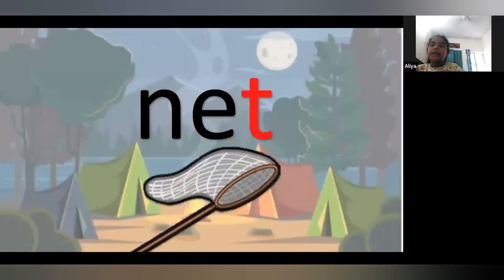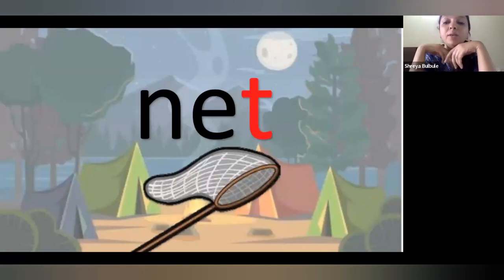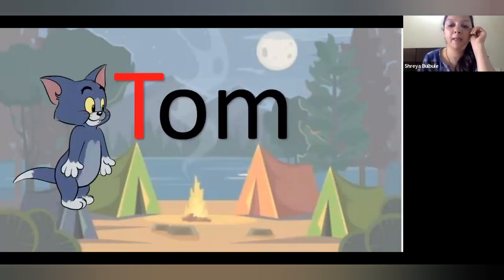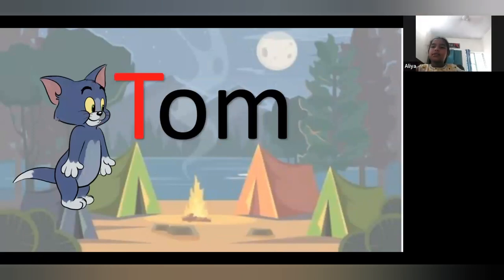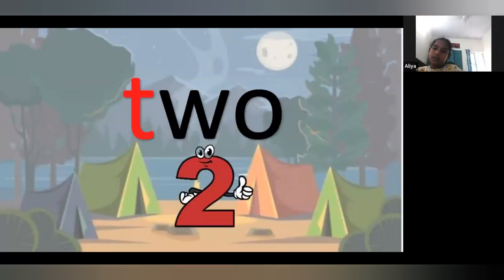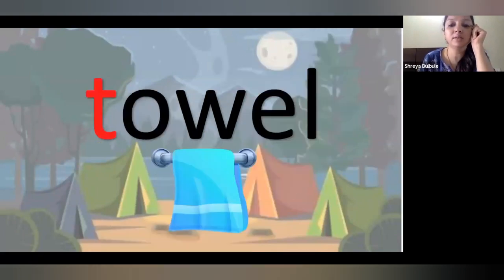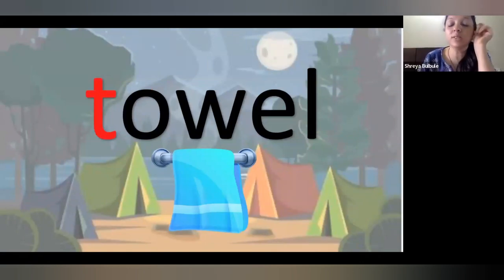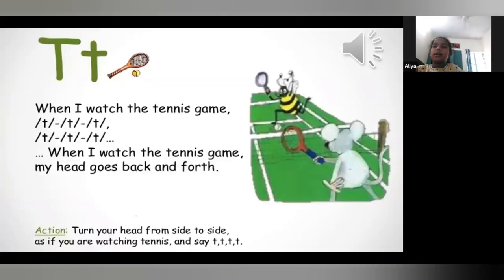What is this? It's a net. Where's the sound in it? Can you hear the sound? At the end, right? Yes, at the end. What is this? It's a teddy. Where's the sound? In the beginning. Who is this? This is Tom. The sound is in the beginning in Tom. Correct. This is number 2. Is the sound in the beginning? What is this? It's a towel. Where's the T sound? In the beginning. Let's listen to the song.